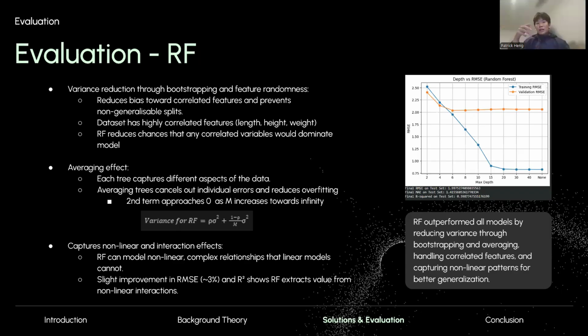As you can see, random forest actually outperformed the other models. It reduced variance using bootstrapping and random feature selection, which helped with our highly correlated features. Its averaging effect across trees also lowers overfitting, shown by the stable validation RMSE. Lastly, it captured non-linear patterns, giving a slight improvement in RMSE and a better R2 score.